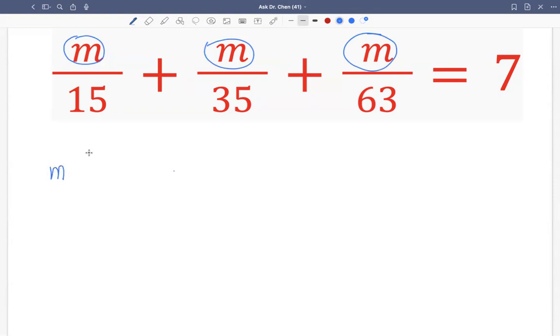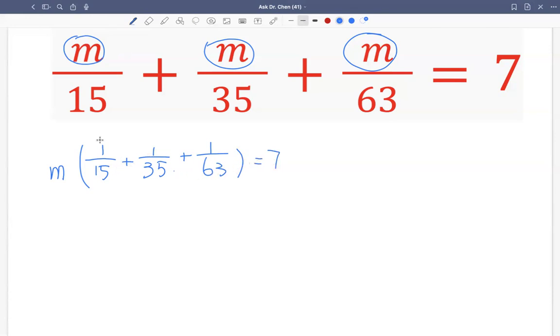So let's factor m. So then m over 15 becomes 1 over 15. Right, because m times 1 over 15 can be written as m times 1, which is m over 15. Similarly, the second term can be written as 1 over 35, since m is factored out outside. The third term becomes 1 over 63. That equals 7.